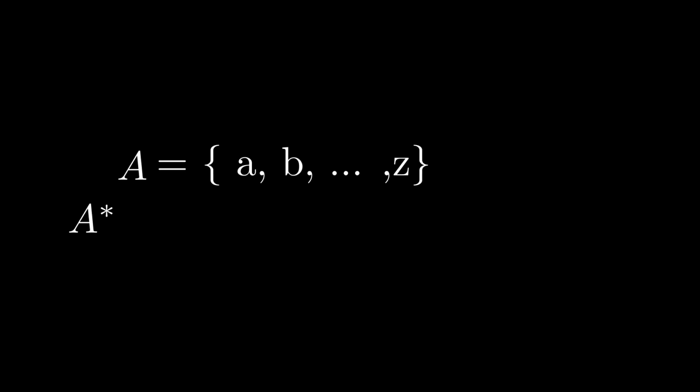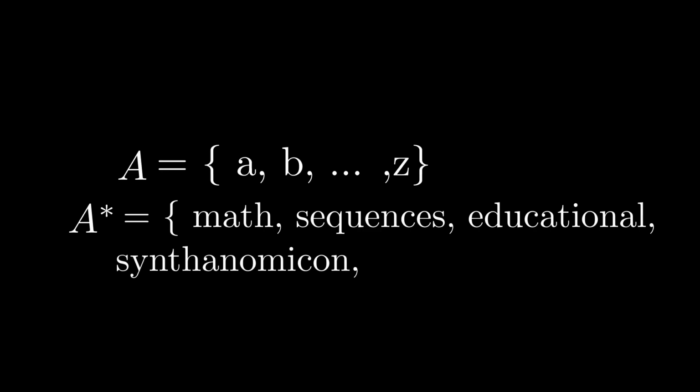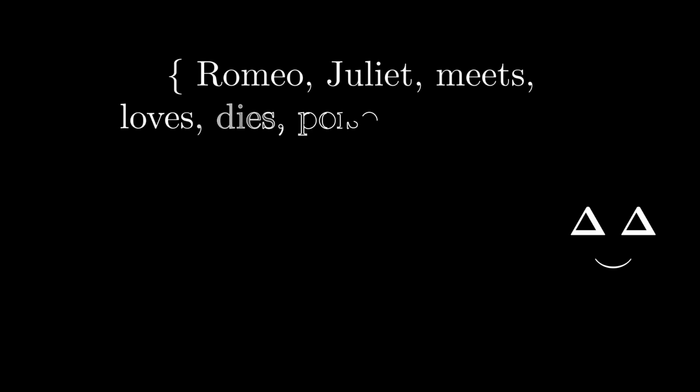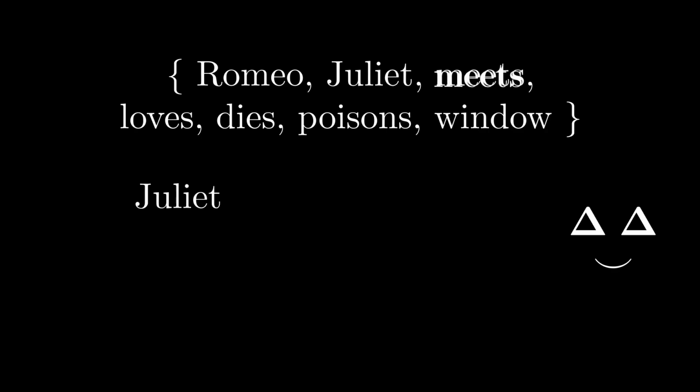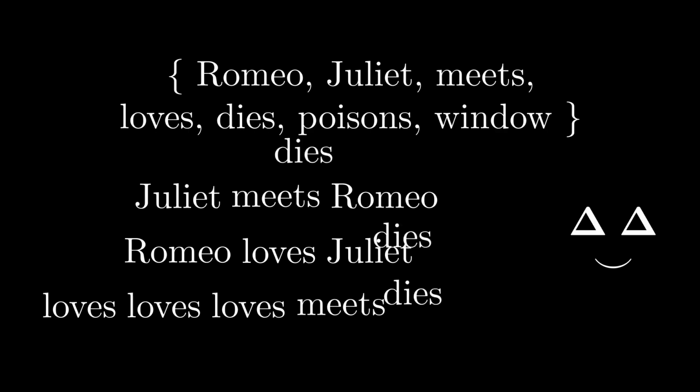So, if A is the English alphabet, then A star contains all the words we know and love, like math, sequences, or educational. It also contains nonsense words, like synthenomicon, or even truly cryptic strings like this. Note: not all symbols in an alphabet need to be single letters. The alphabet {Romeo, Juliet, meets, loves, dies, poisons, window} is a completely legitimate alphabet, and strings created from it could be Juliet meets Romeo, Romeo loves Juliet, loves loves loves, meets dies dies dies.